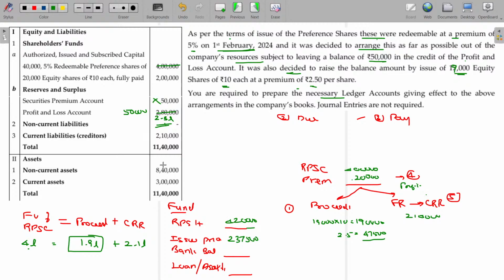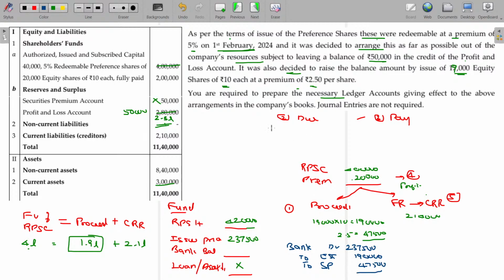2,37,500. Already we have the balance in current assets. We assume the bank balance exists, so we don't borrow or sell the assets. Now pass the journal entry. For the issue of equity share, the journal entry is bank account debit to equity share capital account and securities premium. The value is 2,37,500. Equity share capital is 1,90,000 and 47,500 is the securities premium.